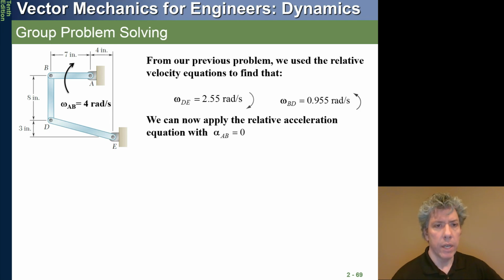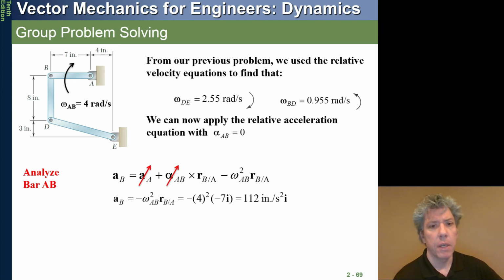And so we know that the angular acceleration of AB is 0. So we're going to analyze bar AB just like I figured. The acceleration of point B is being written in terms of the acceleration of point A, which is 0, and the angular acceleration of body AB, and the tangential and normal components. So looking at this, what are these things?